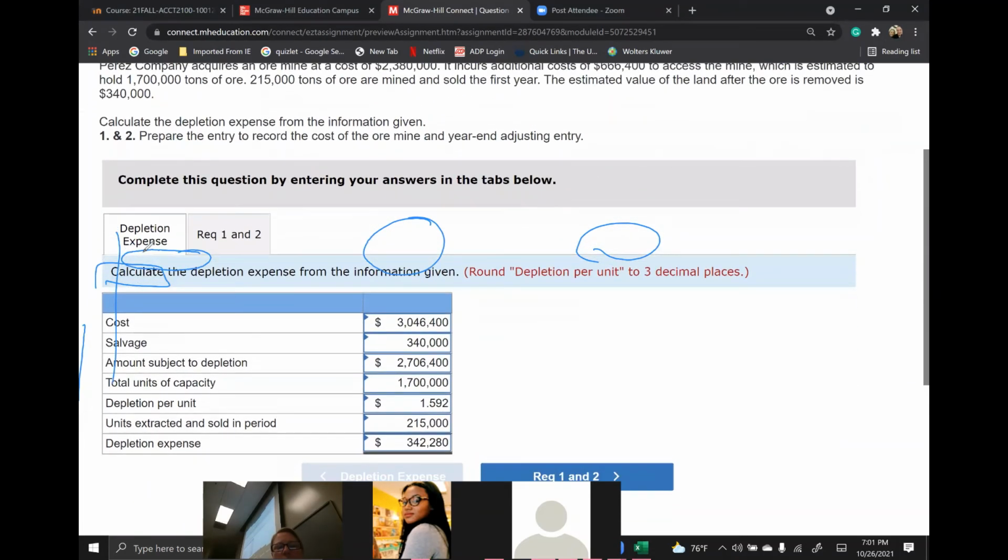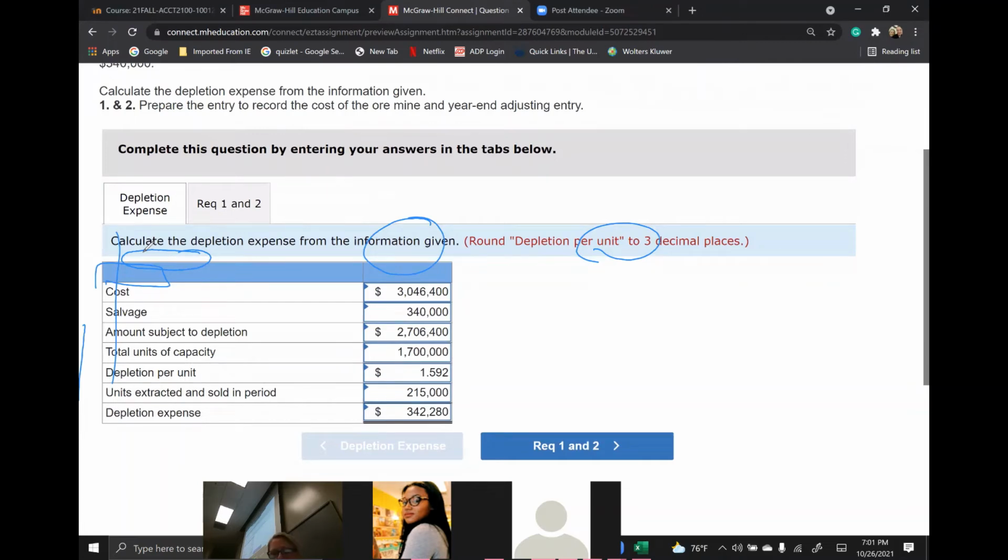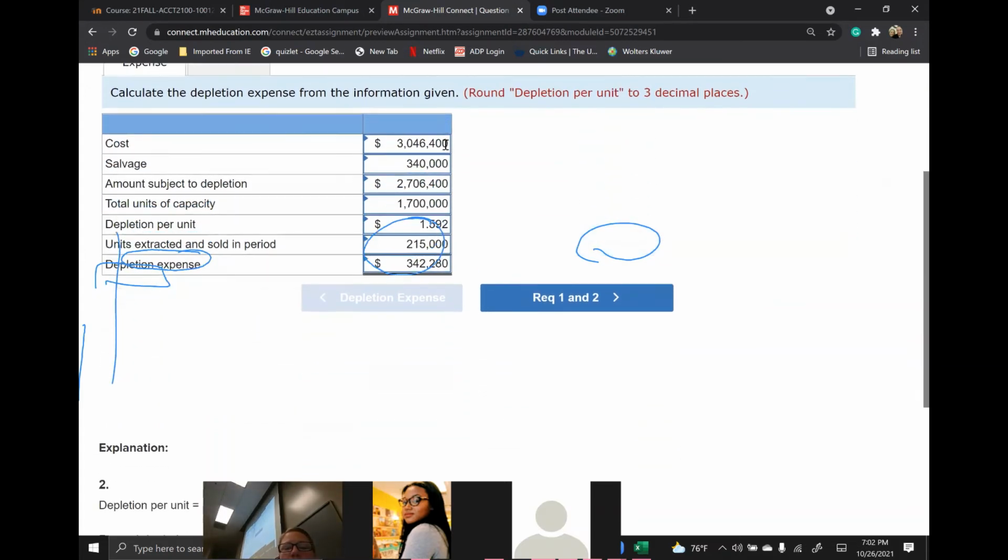Okay, so the amount that's subject to depletion is just the 3,046,400 minus the 340,000. That's where that 2,706,400 comes from. But if I need to know what my total is per unit, I have to use that 1.7 million. That's going to be my denominator under the total cost minus the salvage value. So it's that 2.7 million over the 1.7 million to come up with that number of 1.592. Okay. Y'all see that?